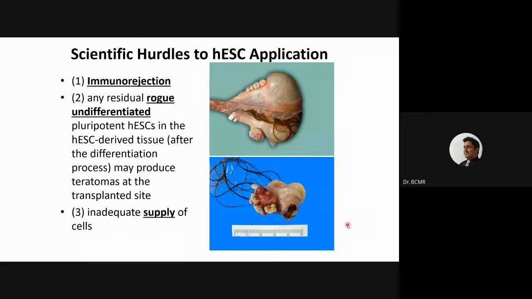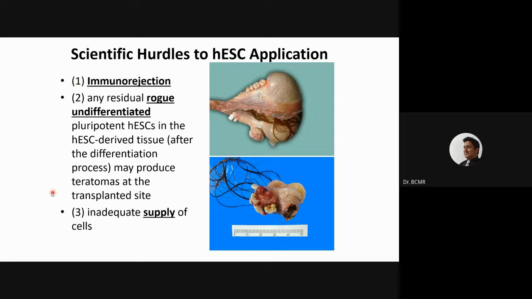There are scientific hurdles in the sense that I want to use human embryonic stem cells, but there are also problems. The first problem is immunorejection. That means if we have one individual and are trying to use some cells that are obtained from somebody else, then there will be immunorejection, which we discussed sometime earlier. So that is the first problem.